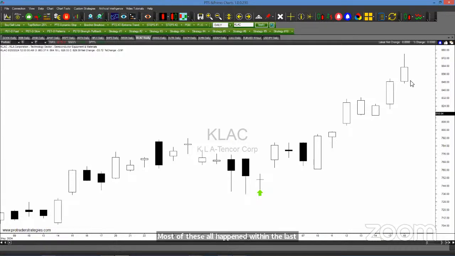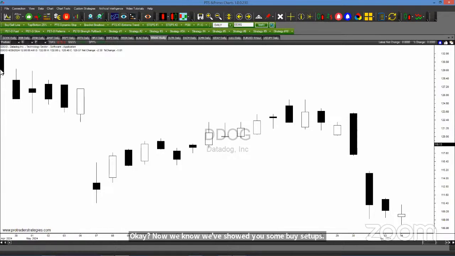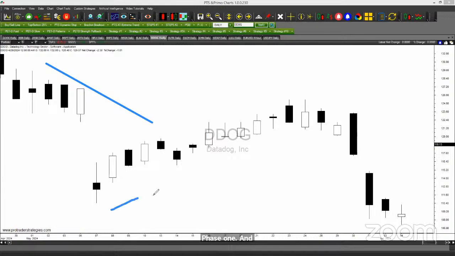Now, we know we've showed you some buy setups. Let's look at some sell setups because it's the same process. We just turn it upside down, okay? Let's look at DDOG, Datadog. All right, so here we have phase 1. But this time, since it's an overall downtrend, phase 1 is to the downside, okay? So we have phase 1. And now we have phase 2, which is the rally or the bounce.